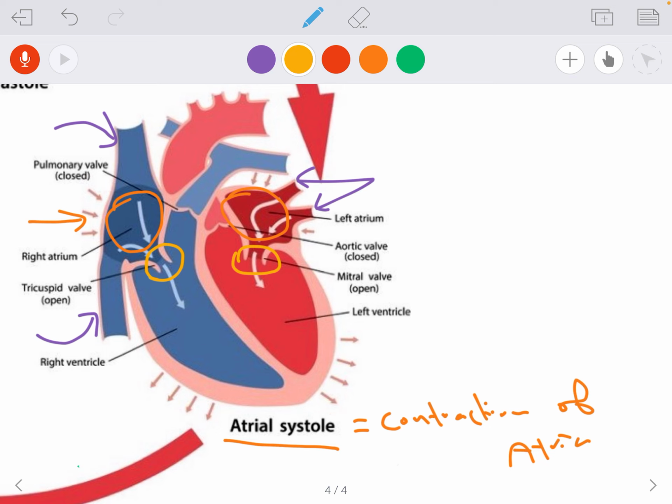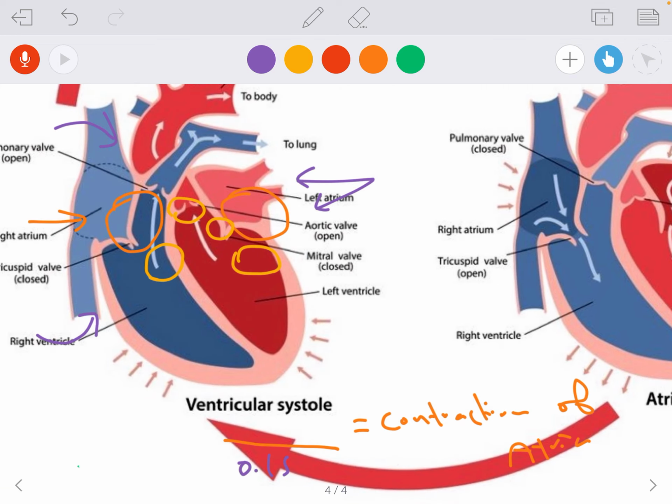At the same time, the two semilunar valves will stay closed. They are closed. This is important that you know during each phase which valves are open, which valves are closed, what chambers are contracted, and the direction of blood. This phase, students, lasts about 0.1 seconds, or you can say 0.1 of a second.